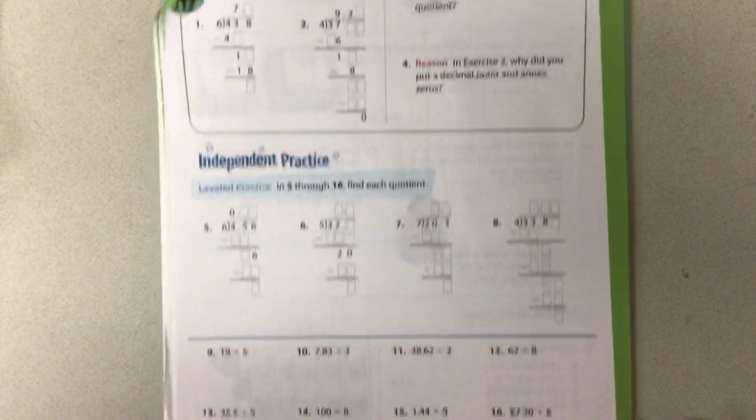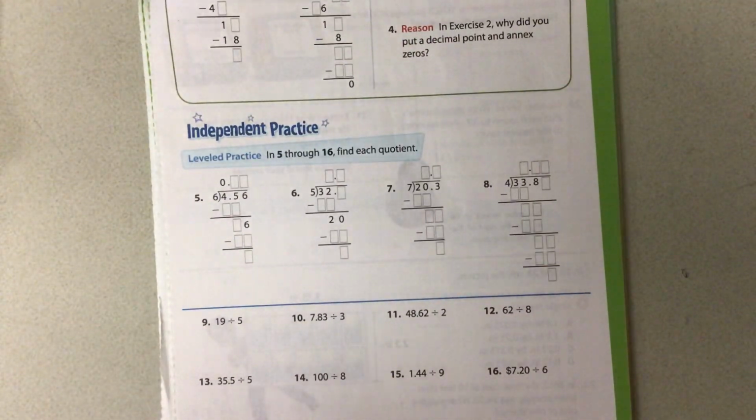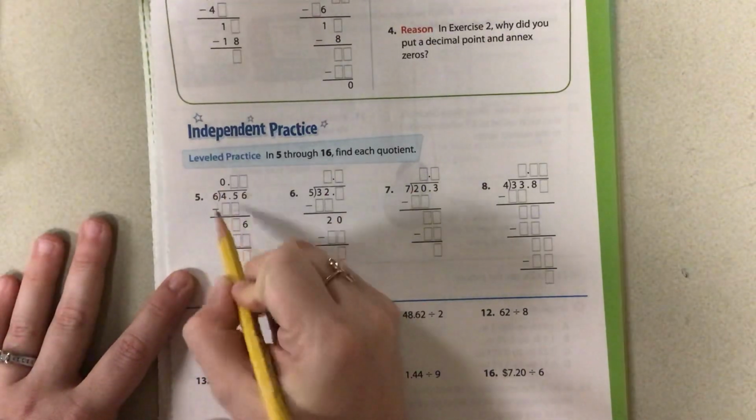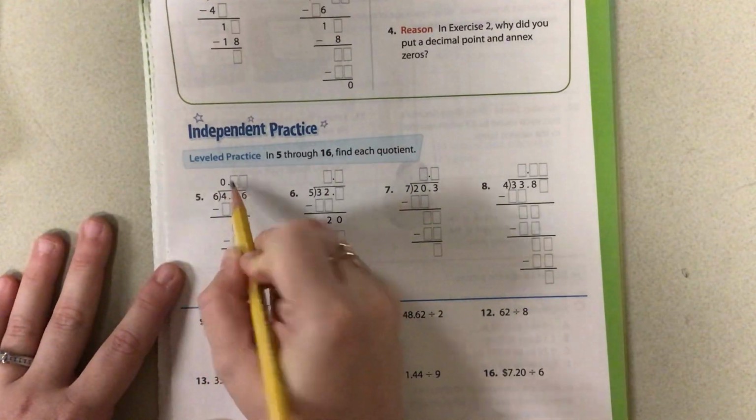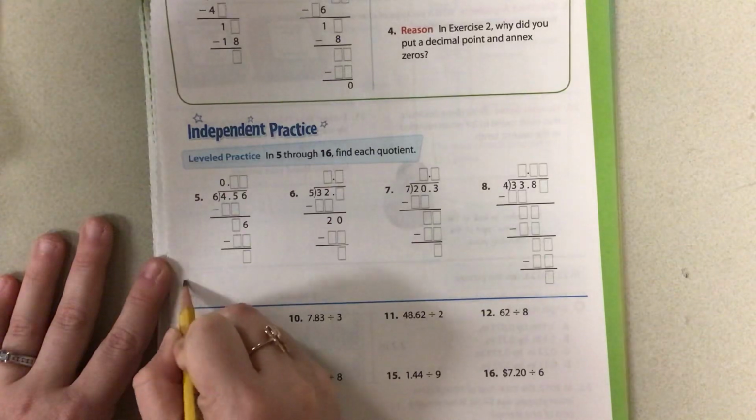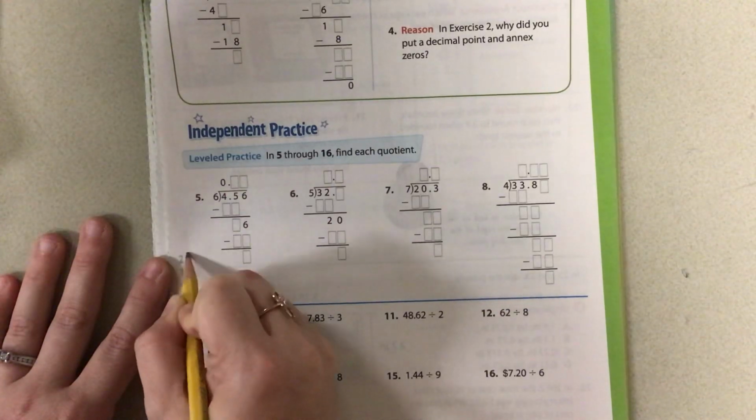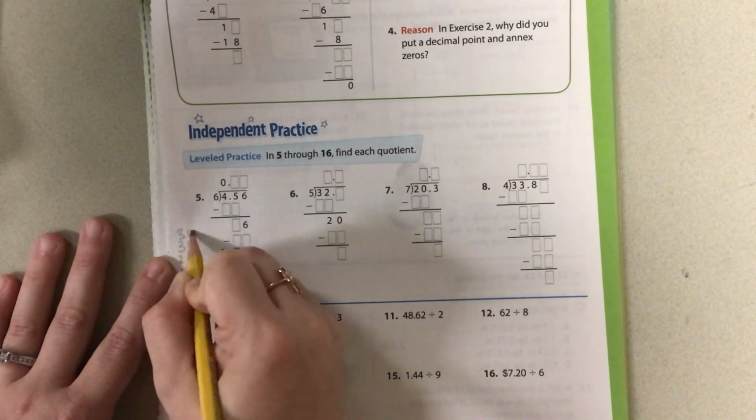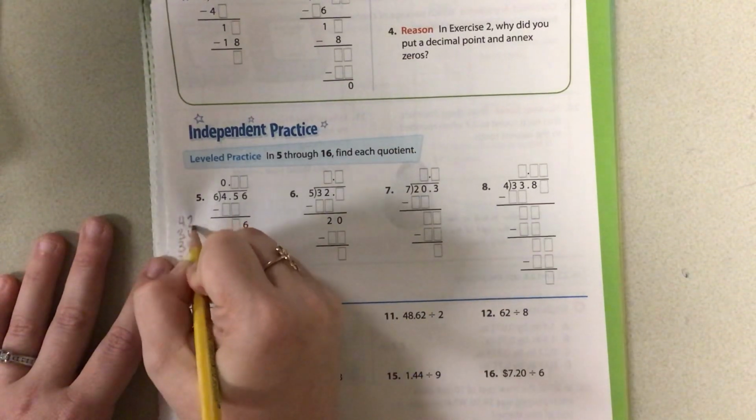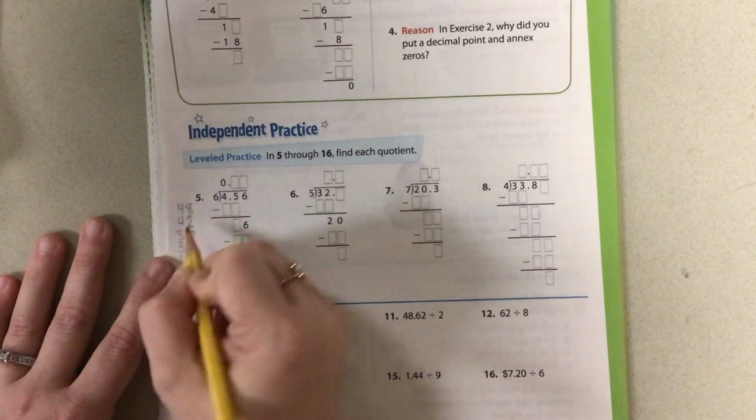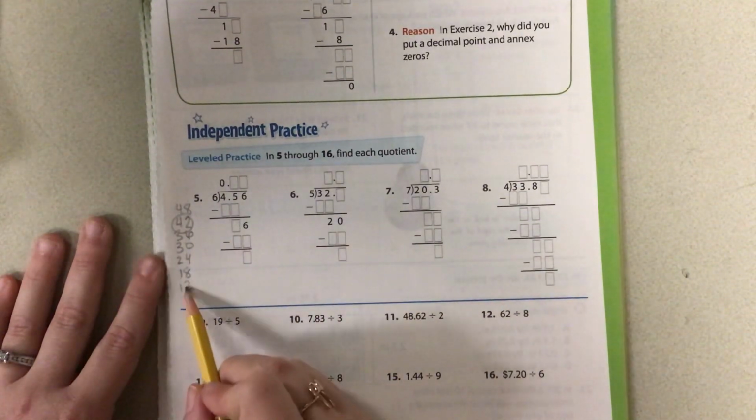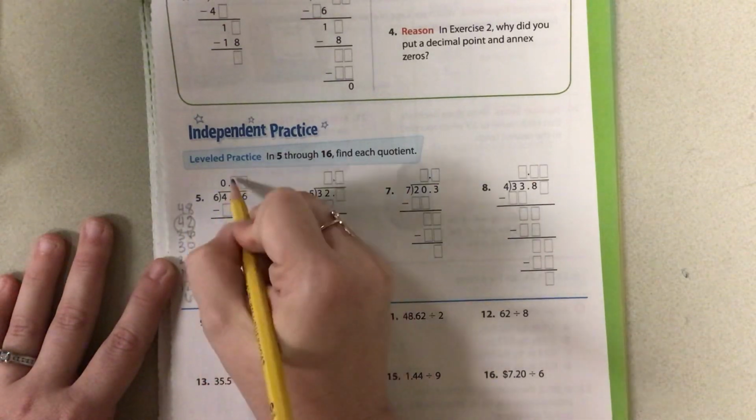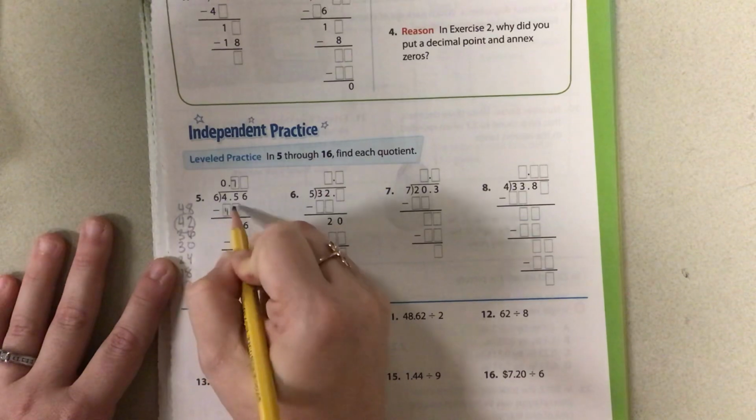All right, so we're going to kind of come down here and we're going to look at number 5. 6 goes into 4 0 times. 6 goes into 45 how many times? Let's make a power tower. We have 6, 12, 18, 24, 30, 36, 42, 48. So 42 is going to be my answer. 1, 2, 3, 4, 5, 6, 7. Yep. 7 times 6 is 42.